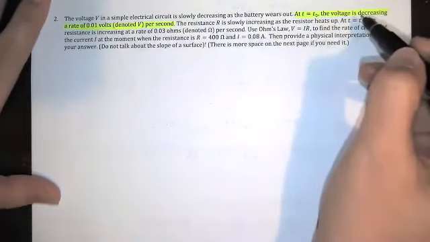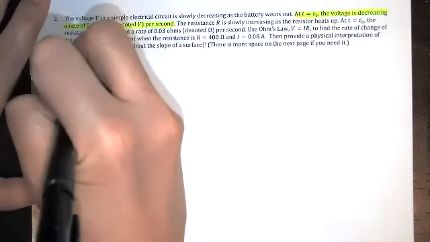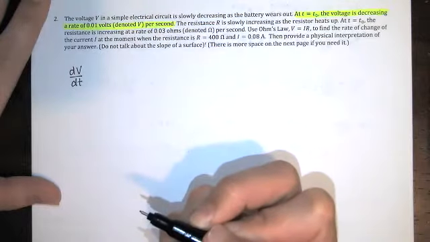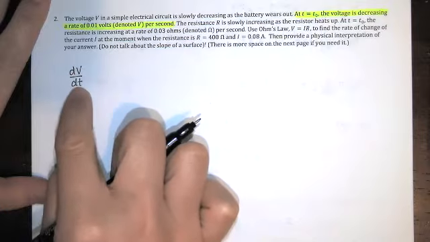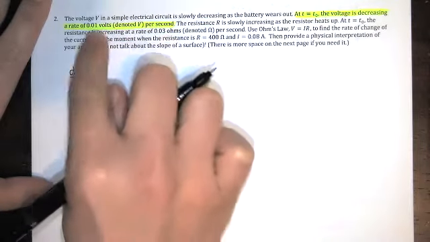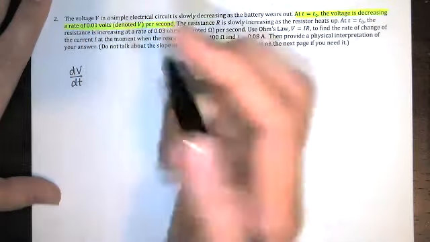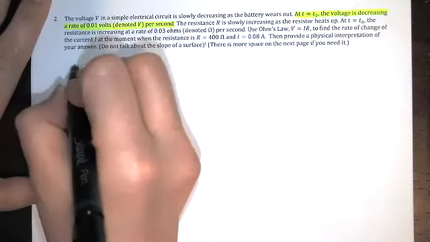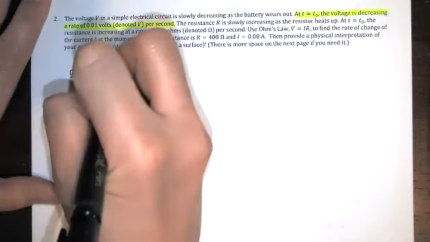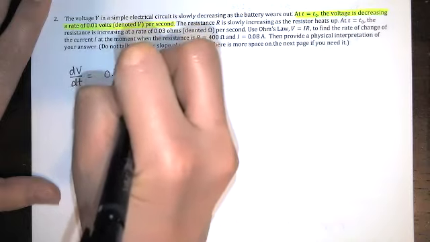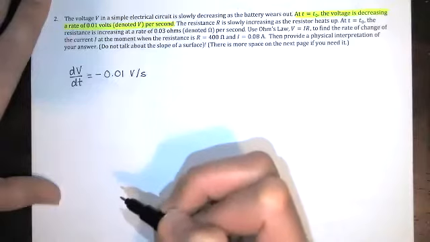So they're telling me that the voltage is decreasing at a certain rate. So I know that means they're giving me a derivative. And I know it's the derivative of the voltage with respect to time because of the units here. They say it's decreasing at a rate of 0.01 volts per second. So it's the units of the numerator divided by the units of the denominator. Now it also says it's decreasing, so you know that rate of change should be negative.